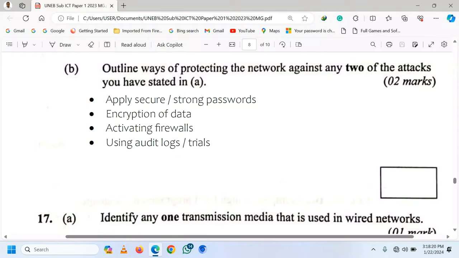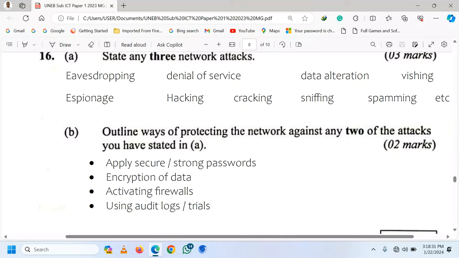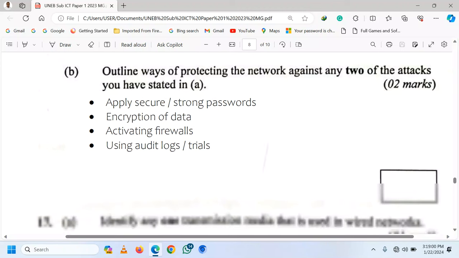Number 16B is asking us to outline ways of protecting the network against any 2 of the attacks you mentioned above. So for example, if we say apply secure strong passwords, this one is a solution, for example, to hacking. Then when we say data encryption, it can also prevent hacking. Then activating firewalls can also prevent hacking. So your solution here should be reflecting a network attack listed in A above.